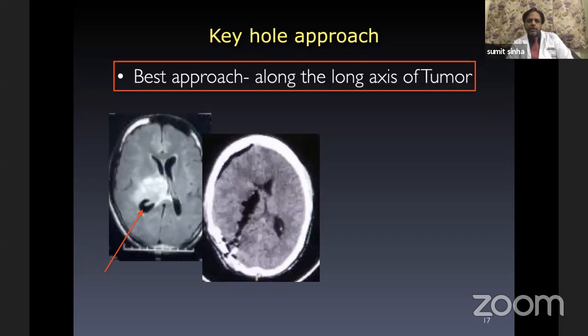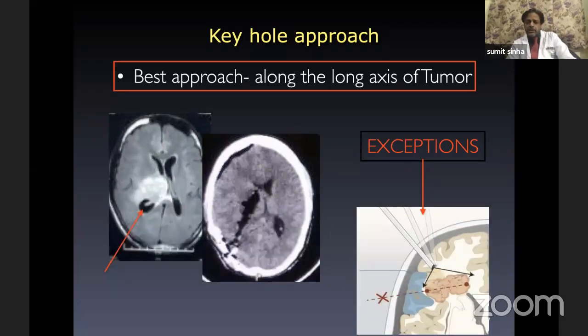And this is the post-operative scan showing complete tumor removal. This scan was done in the immediate evening after surgery. Now there are some exceptions to this long axis rule. The exception is when some eloquent cortex lies midway along the long axis of your lesion; then of course you cannot go through this eloquent area. You have to modify your keyhole placement to an area away from that eloquent cortex.